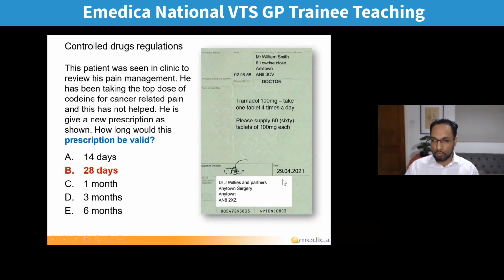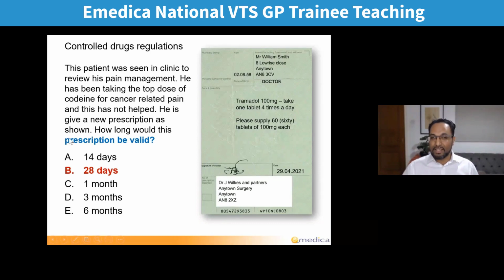You need to go and get a new prescription because it has become invalidated. Okay, it's 28 days, not 1 month. Why? Because the regulation says 28 days. It's not a month. Why? Because most months have 30 or 31 days. It's only February that has 28 or 29. So again, the knowledge side is knowing that it's 28 days, not a month.